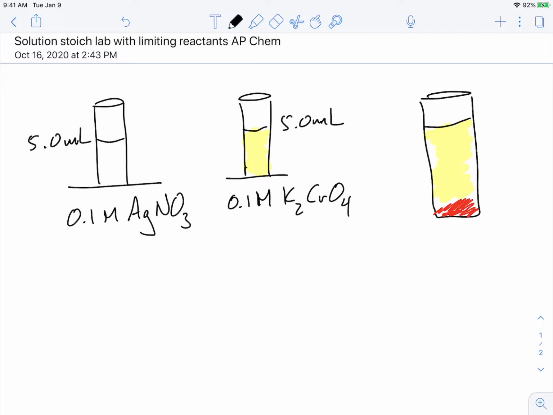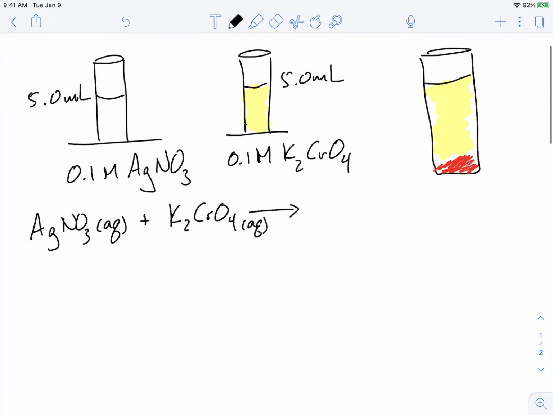All right. So when we mix these together, we had a silver nitrate solution. We had a potassium chromate solution. And when we mix these together, we have a double replacement reaction that happens. So the silver is going to react with the chromate, possibly, and form a precipitate, and our potassium and our nitrate will possibly form a precipitate.